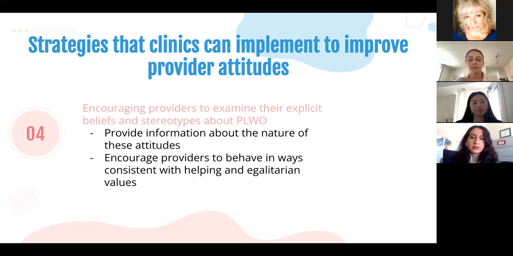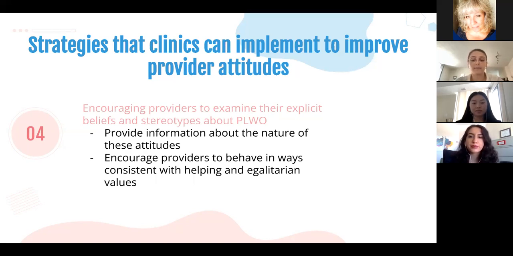So the fourth one is an untested strategy, but it could be to encourage providers to examine their explicit beliefs and stereotypes about people living with obesity and complete an assessment of implicit attitudes by taking the online implicit association test. So there was a link, so I did one of them. There were a lot of different tests.